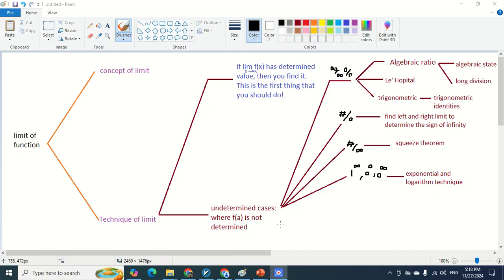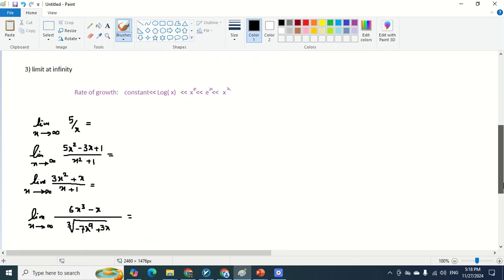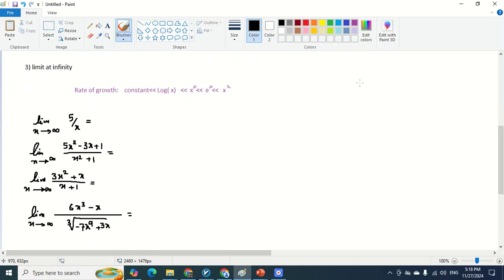The remaining part is the calculation of the limit at infinity. Let us take a look at the next slide. We want to calculate the limit of a given function, for instance the function f(x) where x tends to infinity, or x is a very big number.